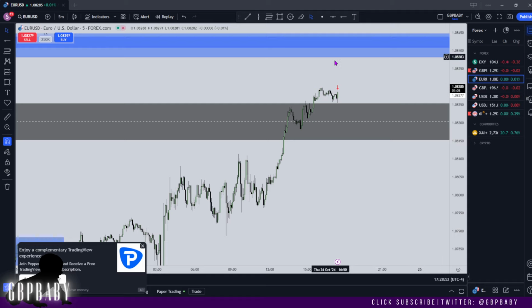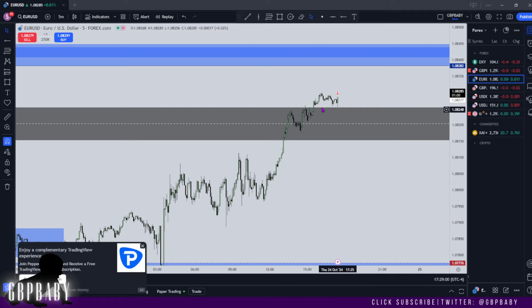But as far as I'm concerned, if this high isn't taken out by New York, then New York will probably want to run for it, assuming we're still above this box which I delineated.